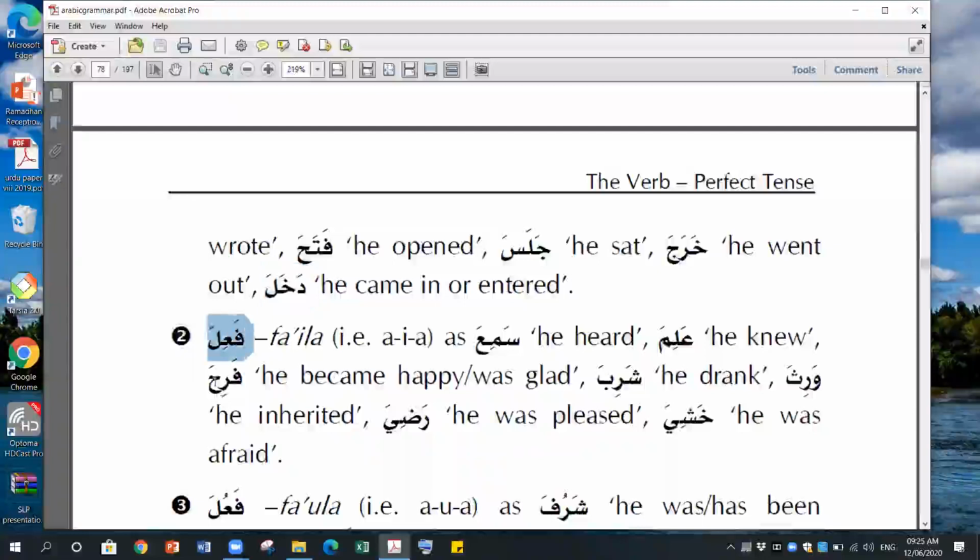The kasra is on the ain kalima. The middle letter has kasra. So this is another pattern. Some words, pronunciation-wise, fall on this pattern. For example, sami'a, he heard. It can never be sama'a. No, it's wrong.